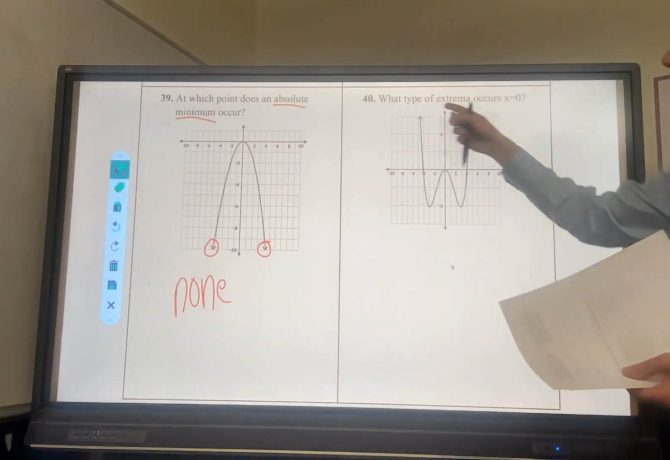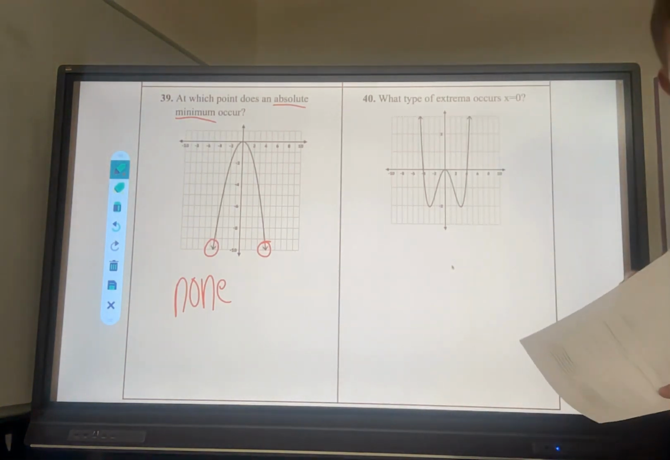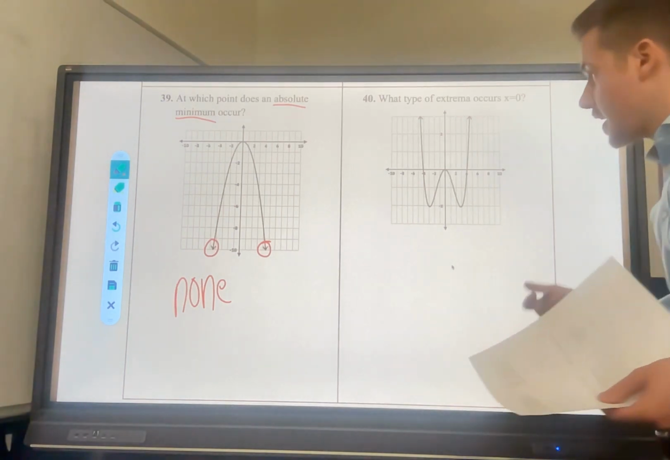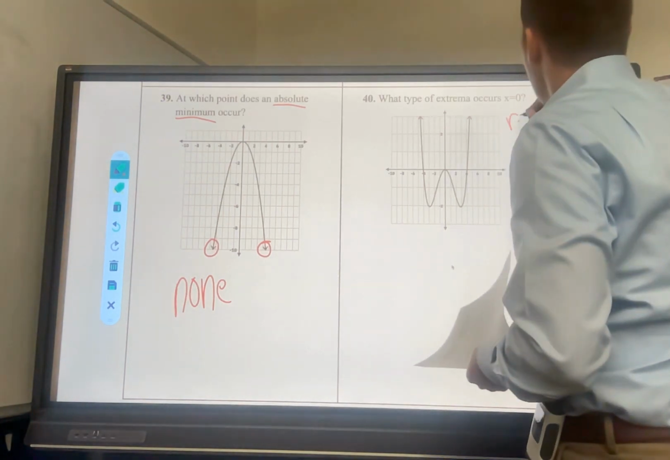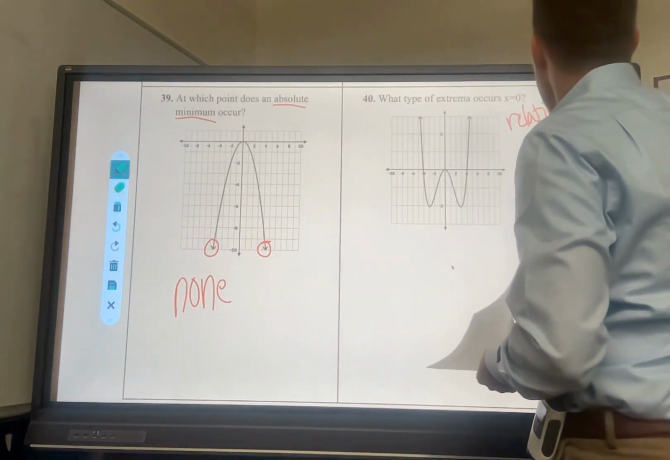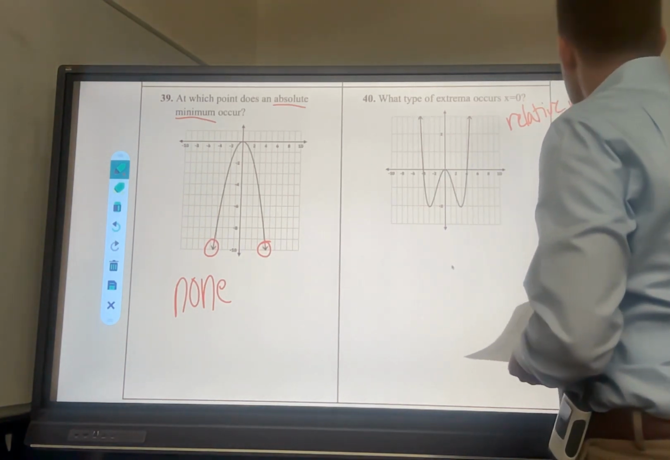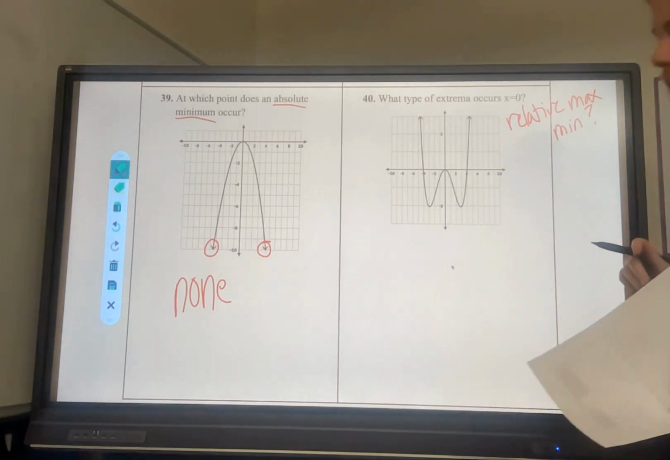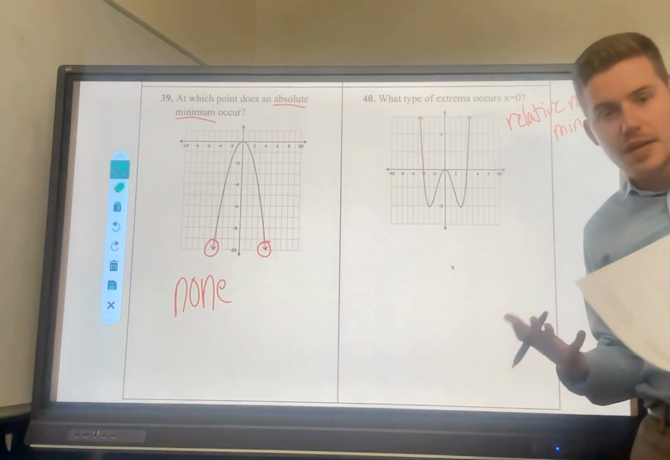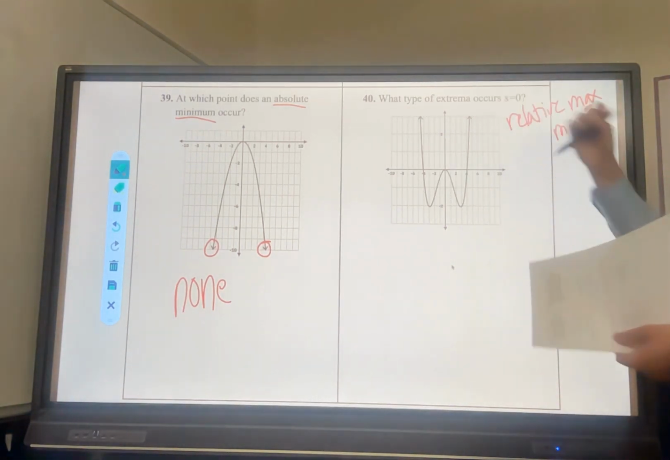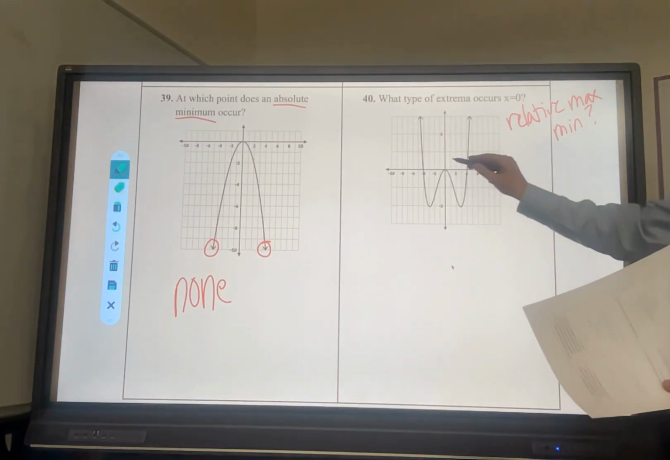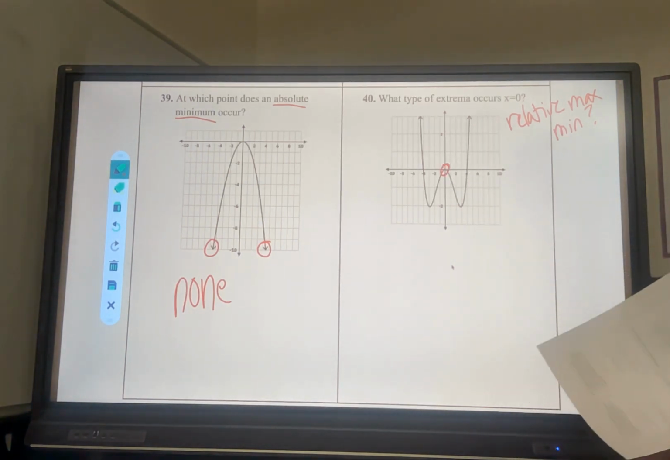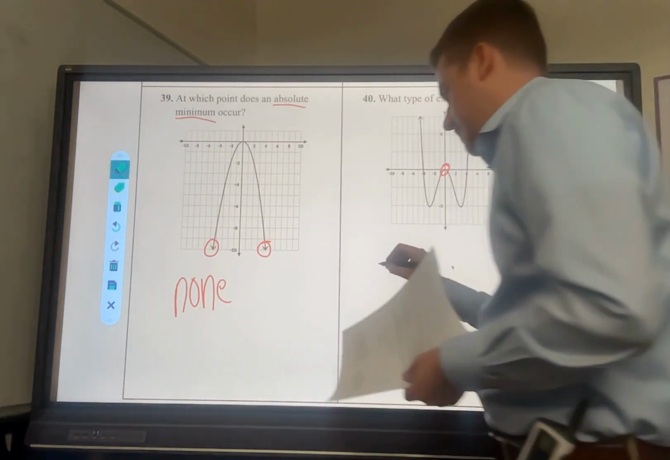Moving on, what type of extrema occurs at x equals 0? So when we ask you this question, we're saying, hey, does a relative max or min occur there? Is there an absolute max or min? So we're asking you about the max or mins. That's what this question's asking you. So at x equals 0, this is a relative max.